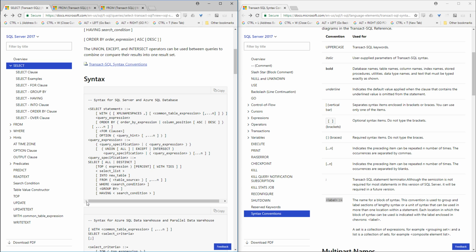So in summary, don't be afraid to look at these syntax diagrams, and they really will help you write SQL. They'll help you understand things a little bit better than just writing examples over and over and over again.